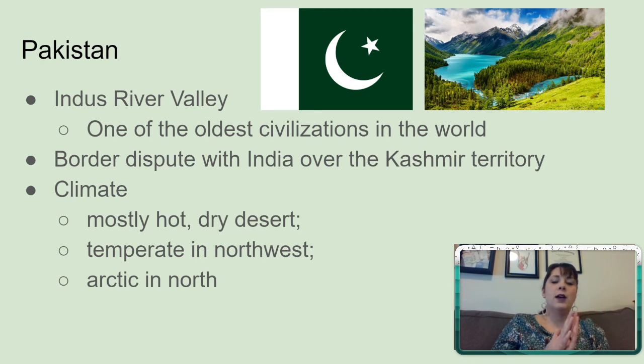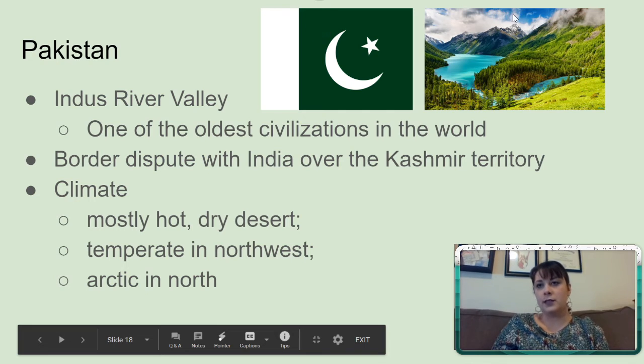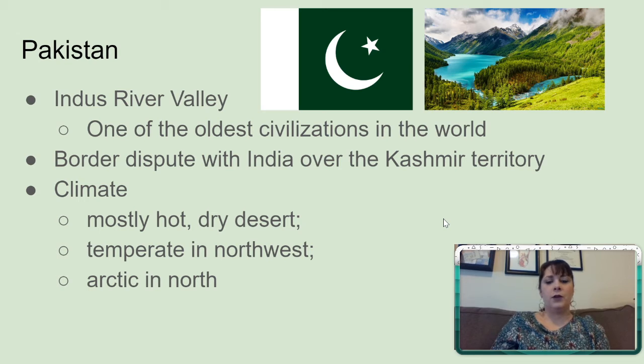They also have a border dispute with India over the Kashmir territory. Pakistan says it's Pakistan's, India says it's India's, and so they fight over it a lot. The climate there is mostly hot, dry desert, but you also have regions that are temperate, similar to here. And in the north, closer up into the Himalayas, it's technically an Arctic climate. This is their flag, and this is a picture further up north in their country, really beautiful, really pretty.